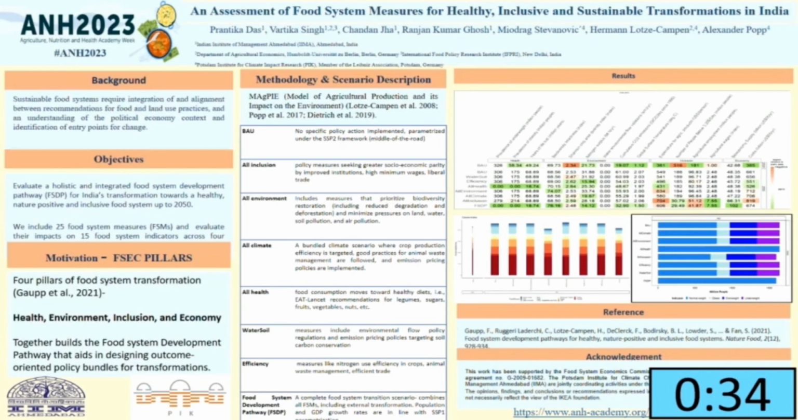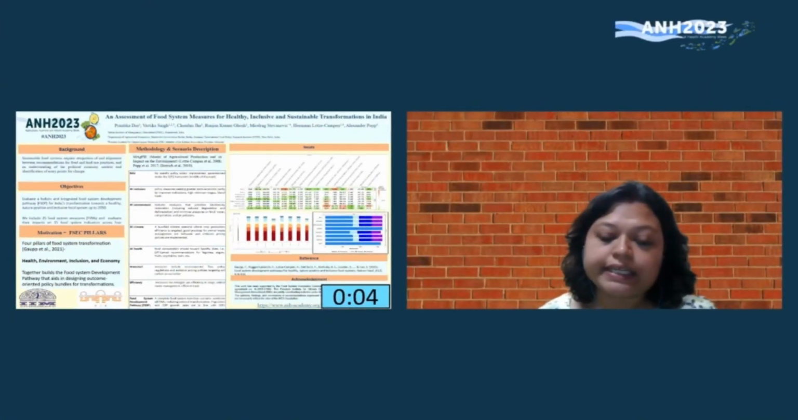The motivation for this comes from the Food System Economic Commission, which looks after 4 pillars, that is the health, environment, inclusion, and economy. We look into 25 measures, which includes demand and supply side measures, and also mitigation efforts, combined into policy packages. We look into 15 indicators of the food system, and we find that overall the healthy diets translation to Eat Lancet leads towards environmentally sustainable and better nutritional outcomes. For more, look into poster number 48.